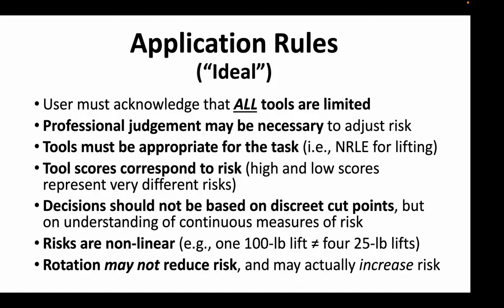Tool scores should correspond to risk. High and low scores should represent very different risks, not simply above or below a cut point. Again, to underscore that, decisions should not be based on discrete cut points, but really on an understanding of the continuous measure of risk, understanding that risks are nonlinear. One 100-pound lift is not the equivalent of 4 25-pound lifts. And again, underscoring that rotation may not reduce risk, but may actually increase it.